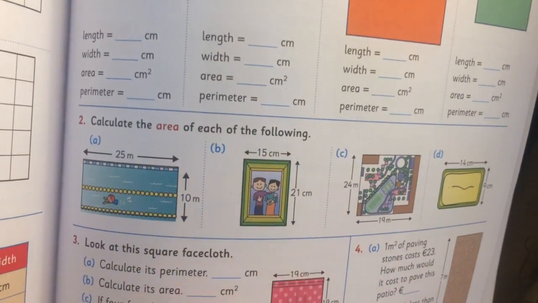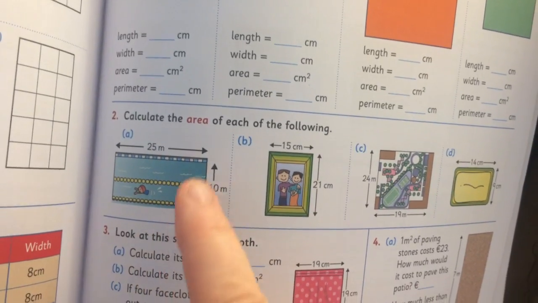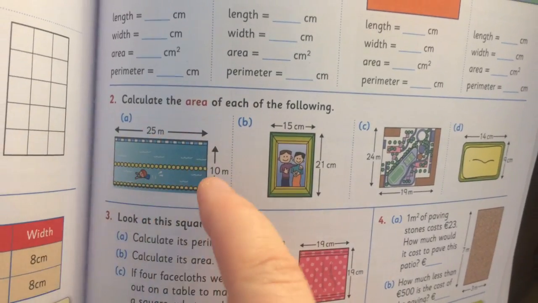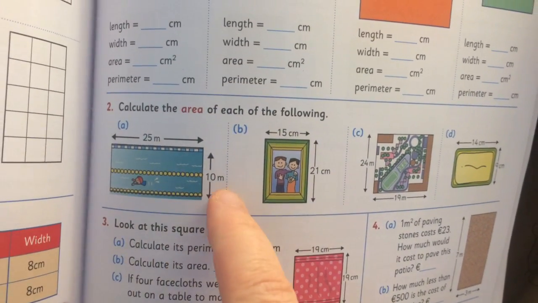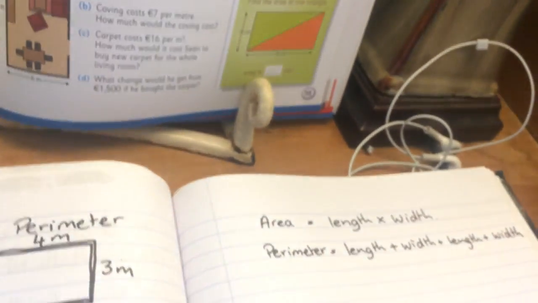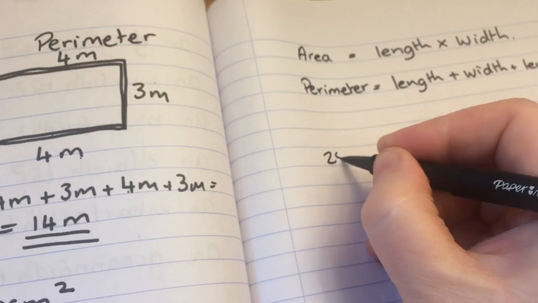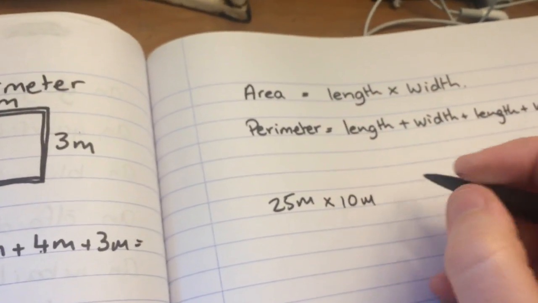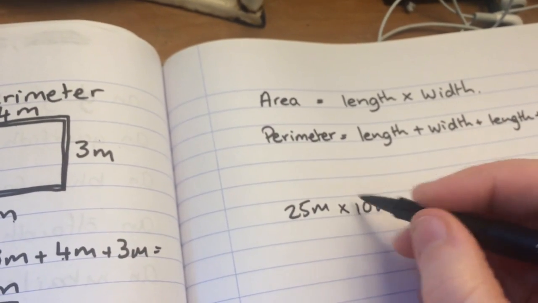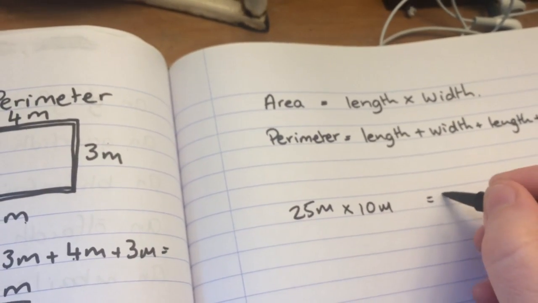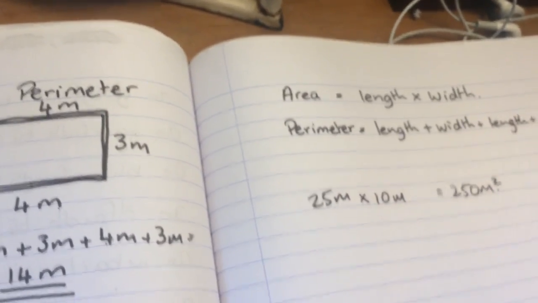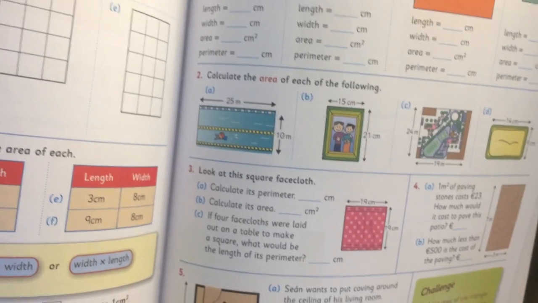So calculate the area of each of the following. Here is a swimming pool. It's 10 meters by 25 meters. So the area would be length multiplied by width, okay? Anything you multiply by 10, you just add a 0 to. So let's work that out. 25 meters multiplied by 10 meters. Anything I multiply by 10, I add a 0 to, so it's 250 meters squared is the area.